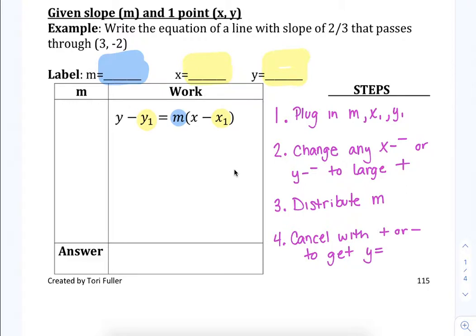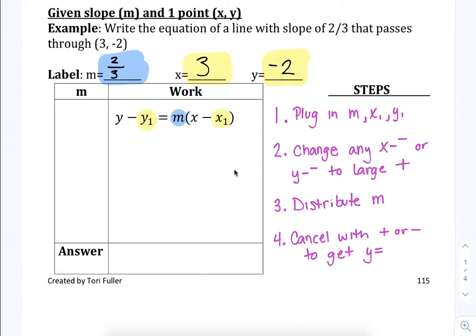All right, down here at the bottom, if you're given the slope and 1 point, this one says write the equation of a line with a slope of 2/3. So I'm going to say my slope, my m, is 2/3, that passes through the point 3, -2. Remember that my x is the first number, that's my 3. The y is the second number, that's my -2. So these are going to be the steps that you're going to use every single time in order to make the equation. The good news is if you follow these instructions, it will spit you out the answer. You won't have to stop and plug stuff back in. It will just solve itself out and give you a final answer.